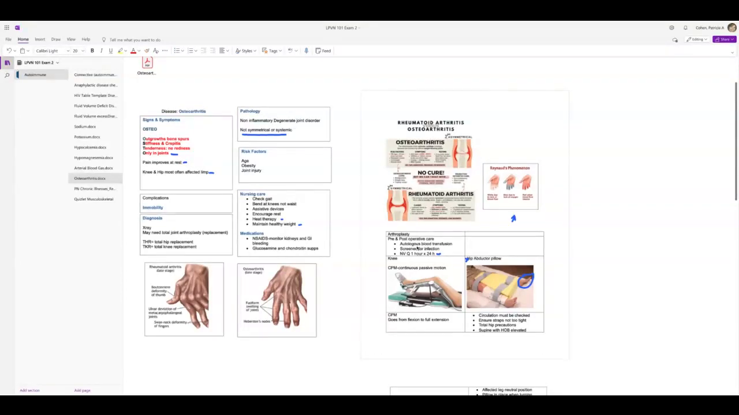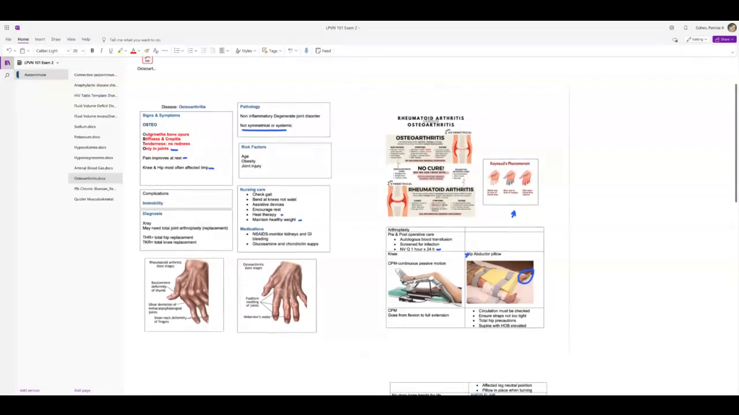Anytime somebody has an orthopedic problem like a fracture or surgery, or they're in traction, you're going to do neurovascular checks every hour times 24 hours. Then you can go to Q4. But after surgery, it's going to be every hour times 24 hours.